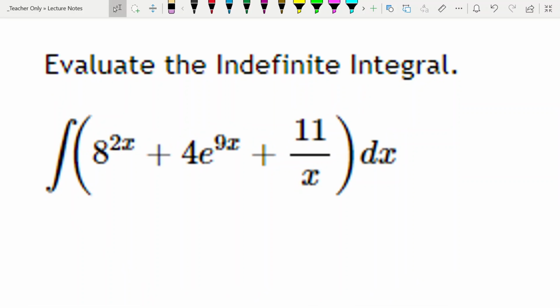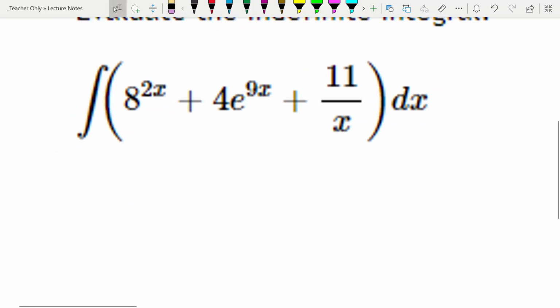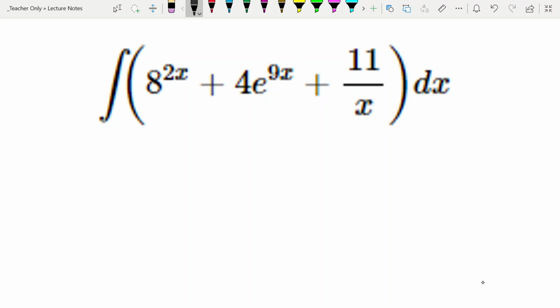Now, this problem here, I'm seeing a bit of chain rule, right? I'm seeing 8 raised to a 2x, not just an x, to a 2x. Same thing, e raised to a 9x. So I'm seeing some chain rule. Now, we don't know how to do chain rule backwards, so this is where we use u sub. Now, I might use a different u for each of these problems. So remember, just like derivatives, we can think of each term as its own individual problem.